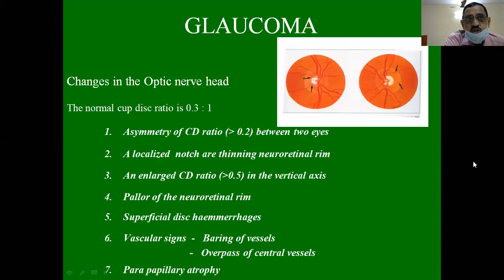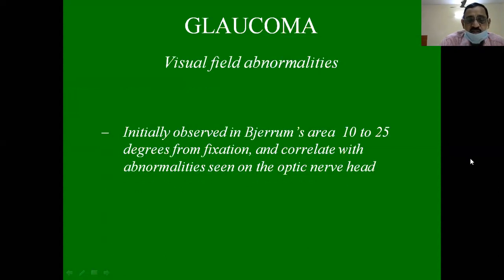An enlarged CD ratio of more than 0.5 in the vertical axis is suggestive. Pallor of the neuroretinal rim is another thing. And superficial hemorrhages over the disc is definitely a pathognomonic sign of glaucoma, especially in normotensive glaucoma. And what we see sometimes is bayoneting of the vessels, overpass of the central vessels, and nasal pushing of the vessels. All these things are seen. Parapapillary atrophy is also seen in these cases.